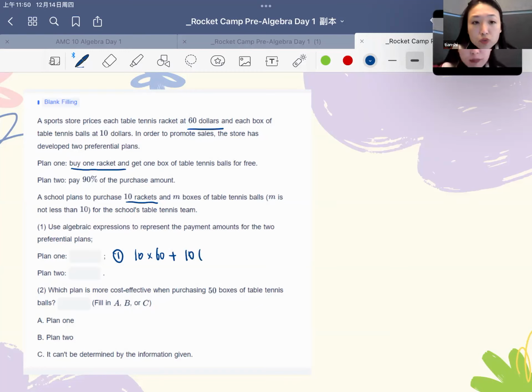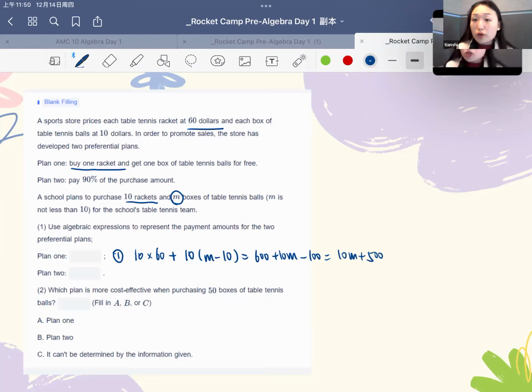The extra amount will be M, the amount of table tennis, minus the 10 boxes that we can get for free because of the promotion. So for the final payment for plan 1, we just need to simplify the algebra expression. It will be 600 plus 10M minus 100, and it will be 10M plus 500. So this is how we represent the final amount we need to pay for the first plan.